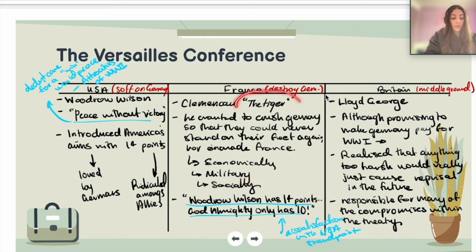And also, of course, the nickname of Clemenceau. And then Woodrow Wilson wanted peace without victory, which basically means he didn't want to win. He just really wanted peace amongst the world and amongst all nations. And that's, of course, where he introduces his 14 points, which we spoke about.